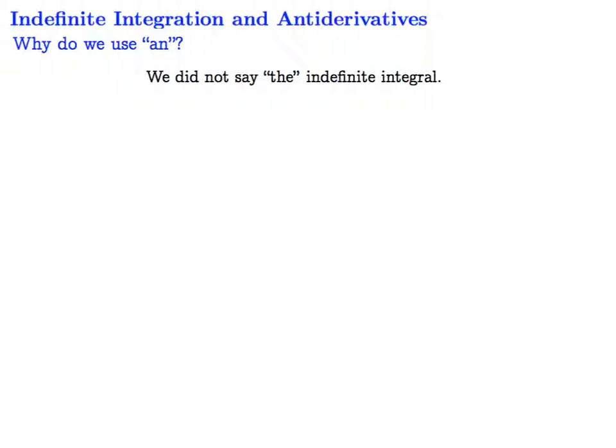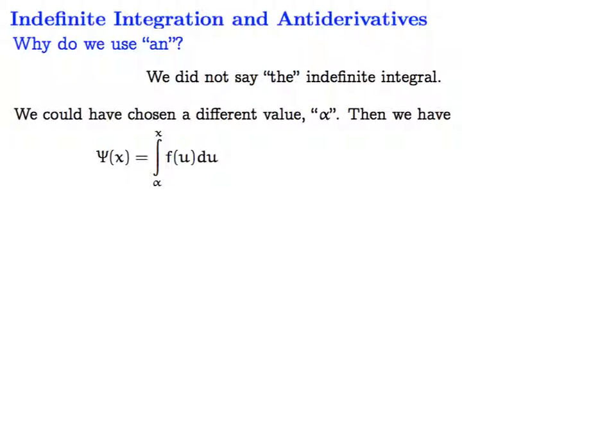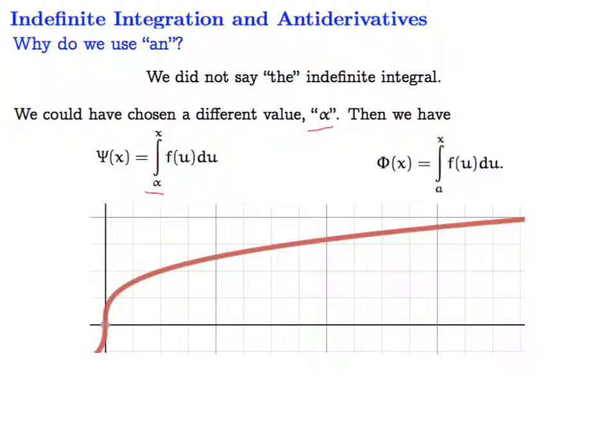So let's talk a little bit more about that. What I could have done is chosen a different value for the lower limit of integration. I could have chosen alpha here instead, and I would have ended up with a different function. So let's compare these two and see how they look different. Geometrically, if we look at what these functions mean, the key feature is that they're both going to stop at some value, let's call it x over here.